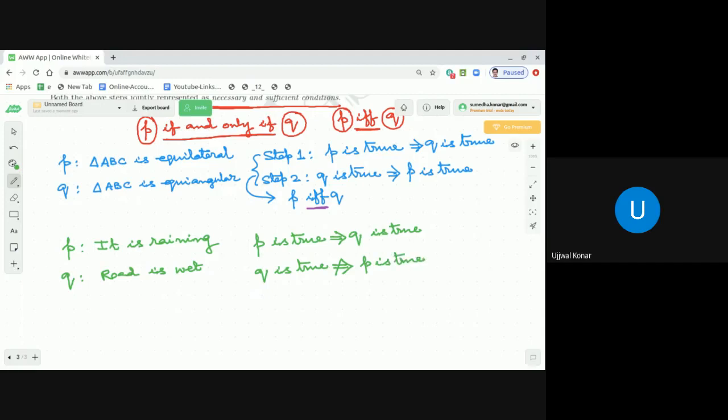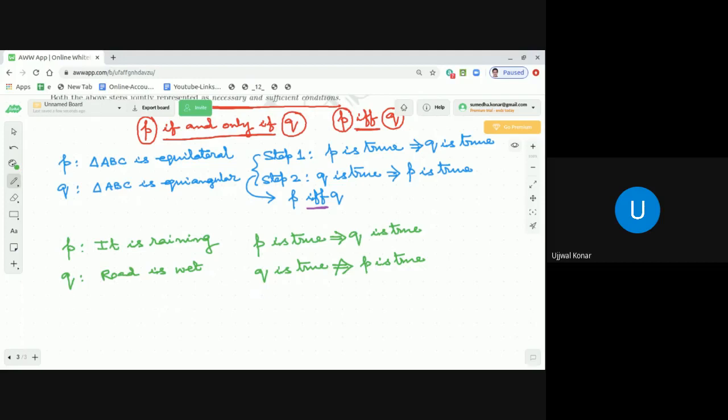But in contrast to the previous example, if I say that Q is true, that is ABC is equiangular, definitely ABC has to be equilateral. And in the previous one, if we say ABC is equilateral, definitely ABC has to be equiangular. But here, we see one counterexample. If it is raining, definitely the road is wet. But if the road is wet, that doesn't guarantee that it is always raining. It could be some other reason. Rain is one reason, but rain is not the only reason, is what I'm telling.